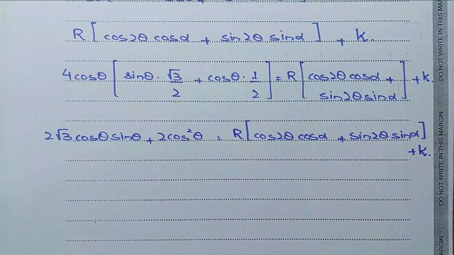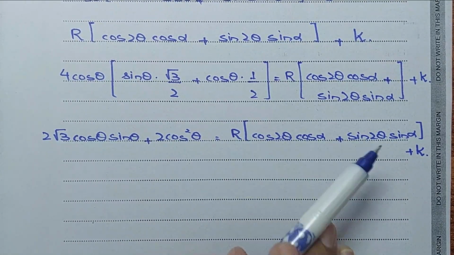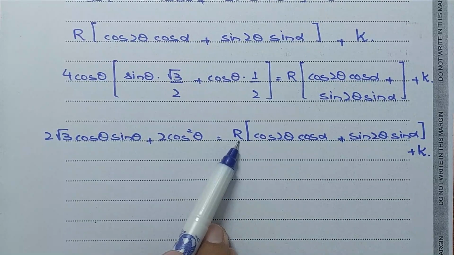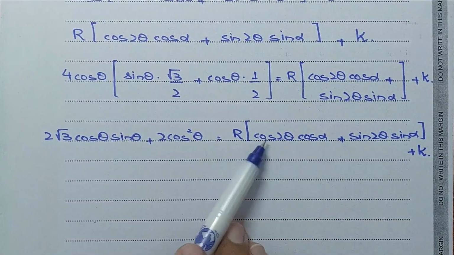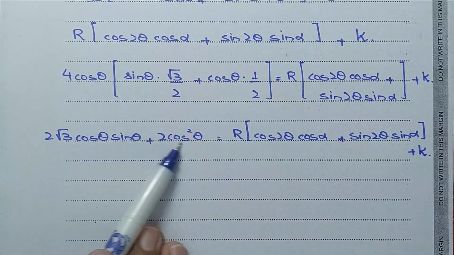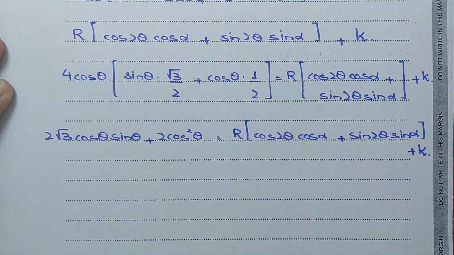Okay, now we have to compare the coefficients, right? But before comparing the coefficients, we can see here we have cos 2 theta and sine 2 theta because we need to solve for alpha, r, and k. So we need to compare the coefficients of cos 2 theta and sine 2 theta. But there is no cos 2 theta and sine 2 theta. We have to convert it into that form.